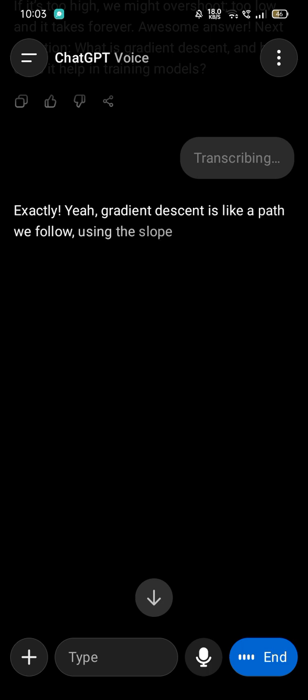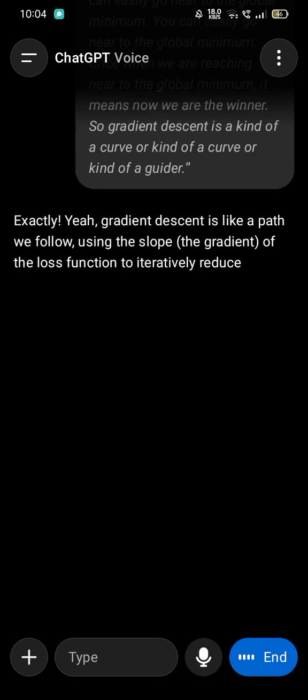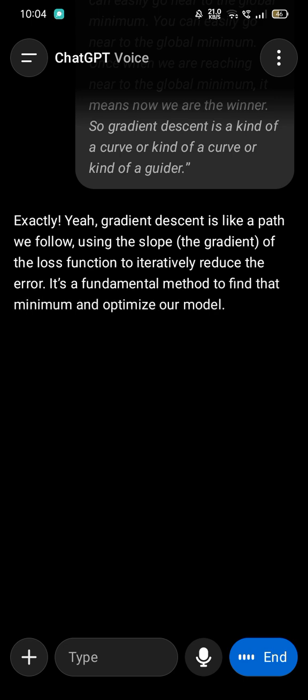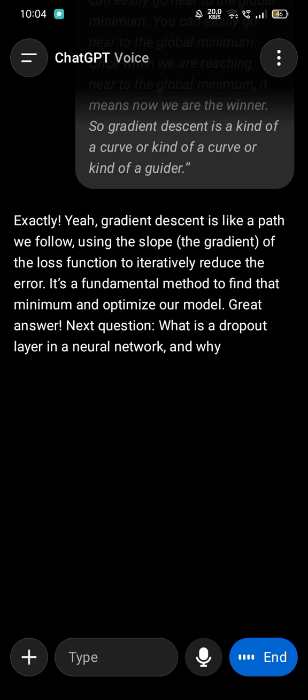Exactly. Yeah, gradient descent is like a path we follow, using the slope, the gradient of the loss function, to iteratively reduce the error. It's a fundamental method to find that minimum and optimize our model. Great answer. Next question. What is a dropout layer in a neural network and why is it useful?